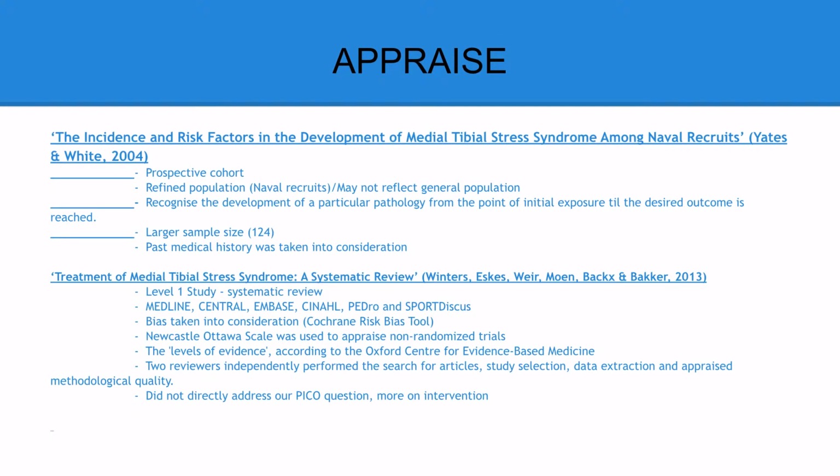Our third paper by Yates and White was a prospective cohort study. Compared to the case control studies, cohort studies aim to recognize the pathology from the point of initial exposure to the time the outcome is reached. The bias involved with this study is that the population being investigated was limited to naval recruits and doesn't speak on behalf of the general population.